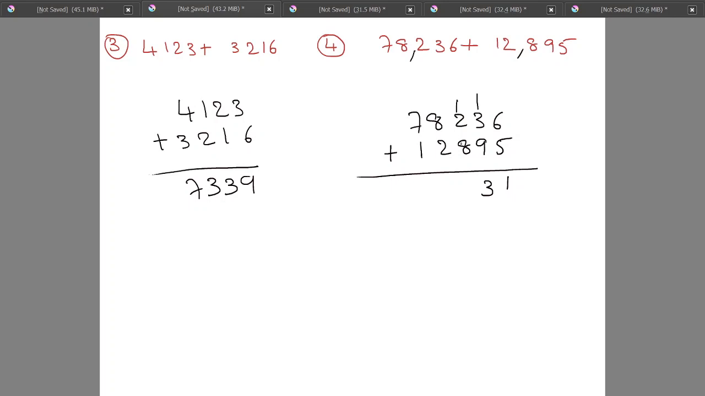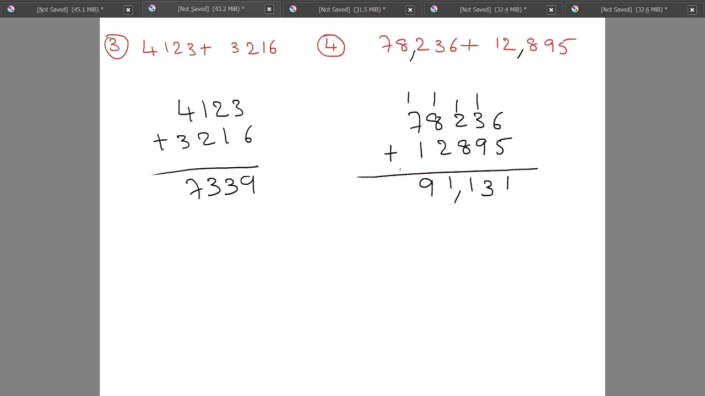1 plus 2 is 3. 3 plus 8 is 11. 1 here, again 1 carry forward. 1 plus 8 is 9. 9 plus 2, 11. Again 1 here and 1 carry forward. 1 plus 7 is 8. 8 plus 1 is 9. So the answer is 91,131. Likewise, you can always keep on solving problems.